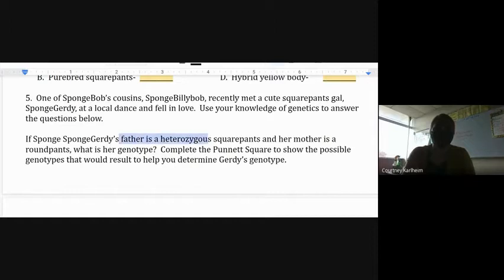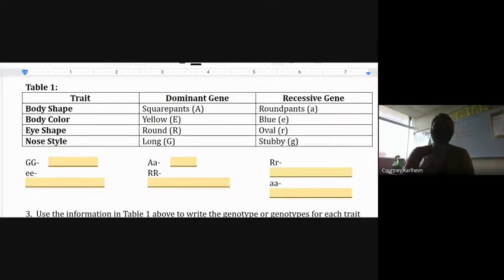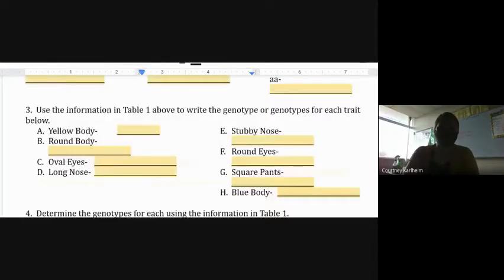Sponge Gertie's dad is heterozygous SquarePants. What does hetero mean again? Is it 2 of the same or 2 different? Perfect. So it's 2 different letters. So we're going back up to table 1. What letter is he going to have? What letter in the alphabet? Yeah. So we're going to use A's, and since it's heterozygous, one of each, it's a capital and a lowercase.